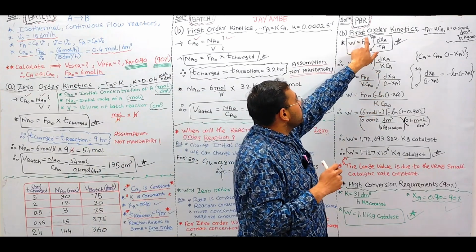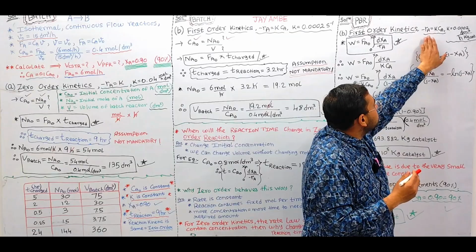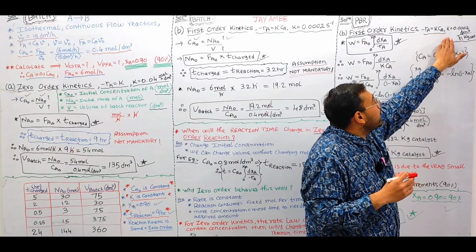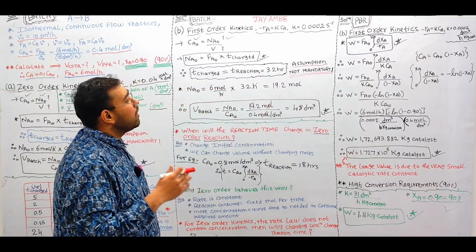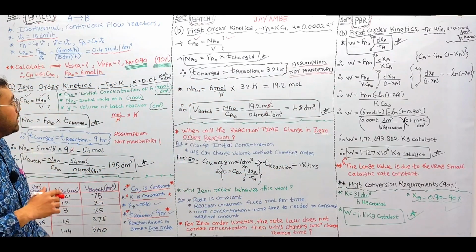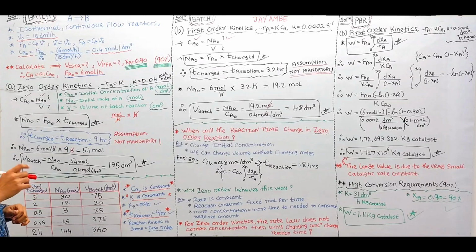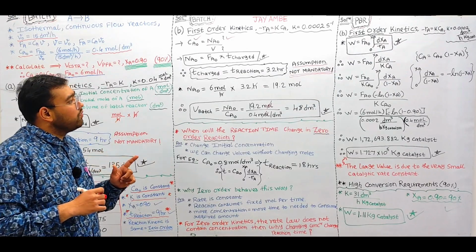So we are solving it for the first order reaction kinetics, where the given rate law has minus Ra equal to K Ca, where K is equal to 0.002 cubic decimeter per hour per kg catalyst, right? Okay, so I hope you have understood.